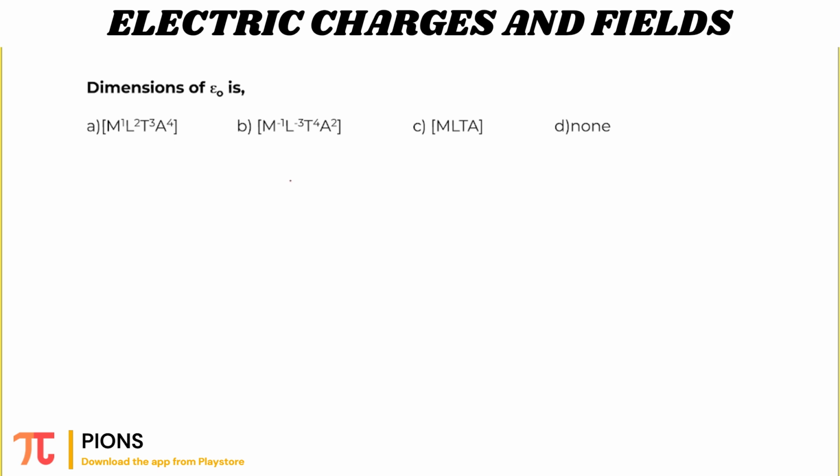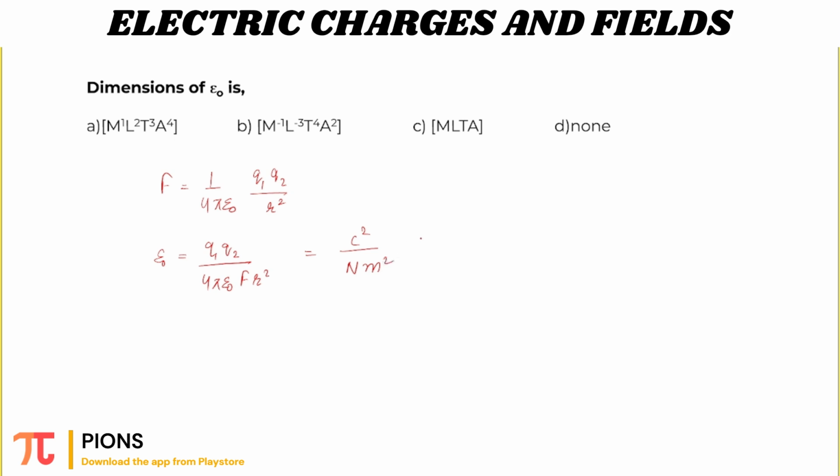Let's see. So the question here says dimensions of epsilon naught. So first of all, let's first write Coulomb's law. F equal to 1 by 4 pi epsilon naught Q1 Q2 whole divided by R square. So epsilon naught will be nothing but Q1 Q2 whole divided by 4 pi epsilon naught FR square. And if we write the units, Coulomb square whole divided by Newton meter square, that will be the units.